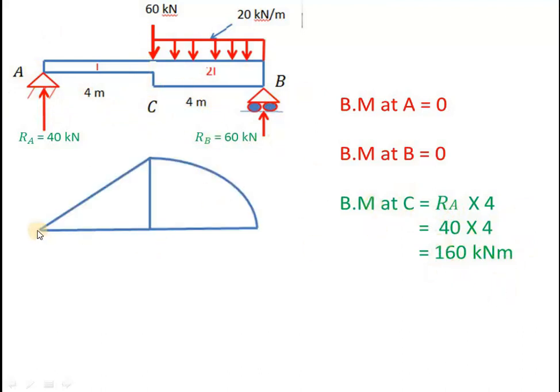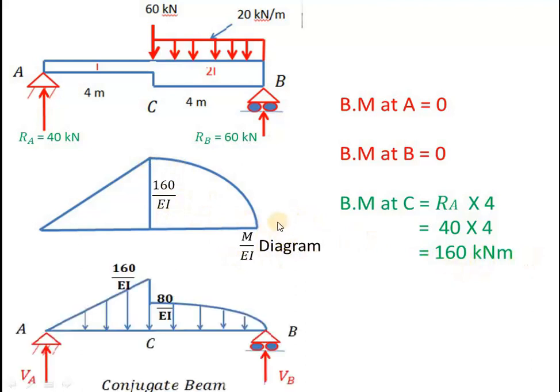Now if you draw the bending moment diagram, it will be like this. This is linear because there is no load here, and here it is a UDL. Under this UDL, the bending moment variation is parabolic. So the ordinate of the M by EI diagram will be, where the bending moment is 160, therefore 160 by EI is nothing but the M by EI diagram.